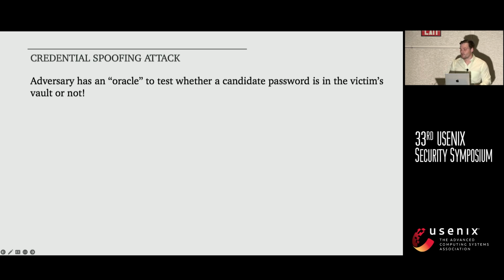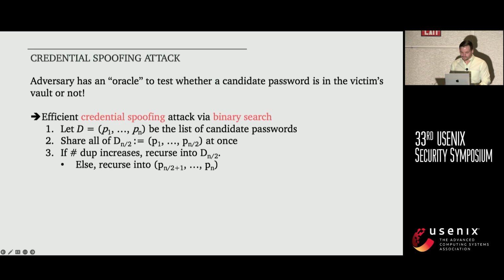And this can be leveraged to perform an efficient credential spoofing attack. What the adversary can do is use a binary search injection strategy to traverse the list of candidate passwords efficiently. They take half the list of candidate passwords and share all of these at once. Then one of two things can happen. If the number of duplicate passwords increases by 1, we know that the password is somewhere in this first half. We don't know which one it is, but it's somewhere there. Conversely, if it doesn't increase by 1, we know that if there's a target password, it's in the other half of the list of candidate passwords. So from there, we know which half to recurse into, which allows us to perform this logarithmic speedup on the credential spoofing attack.